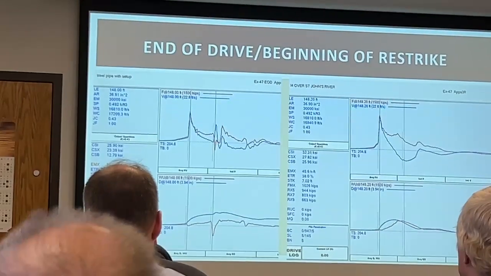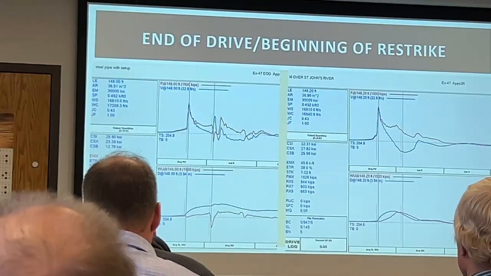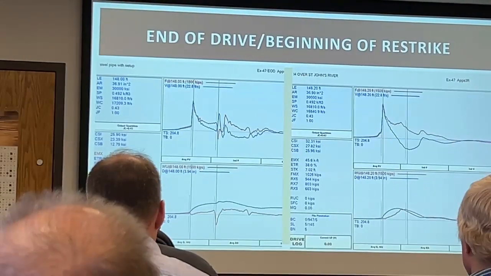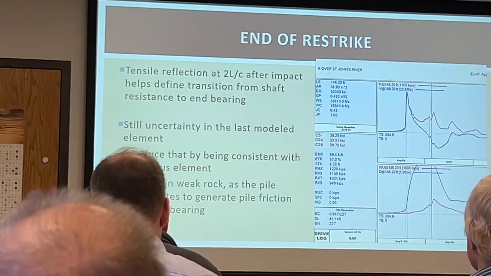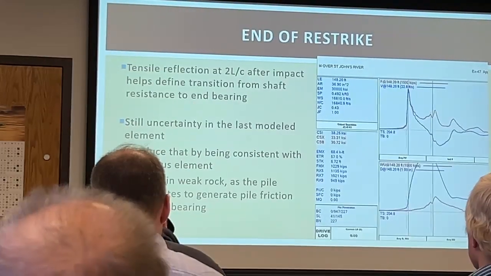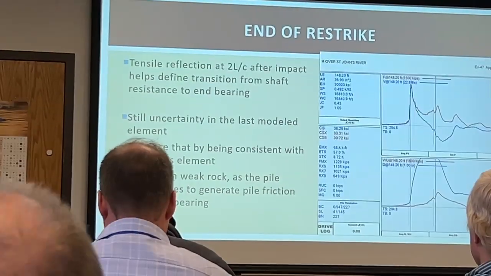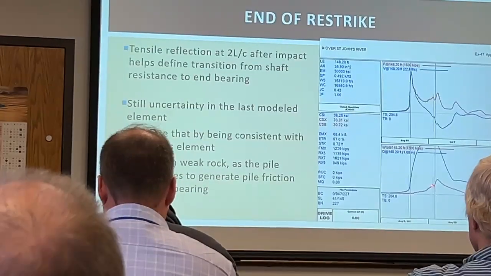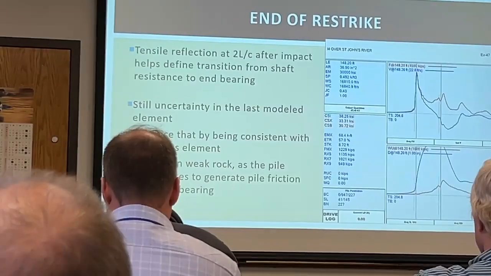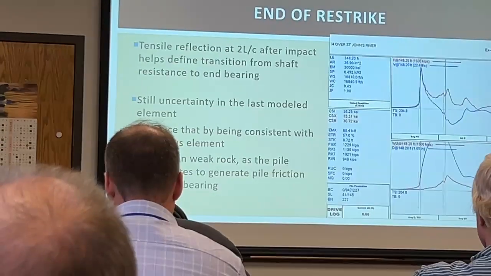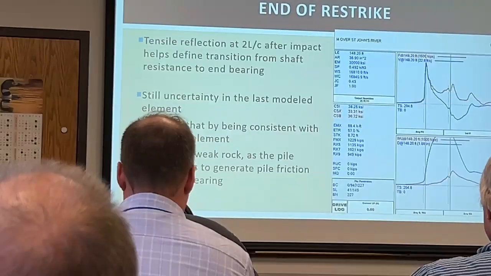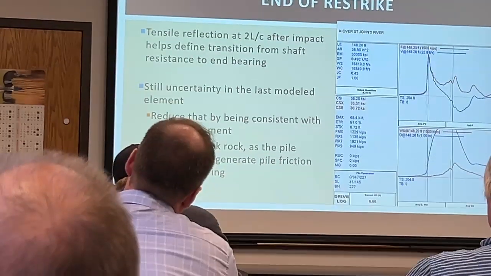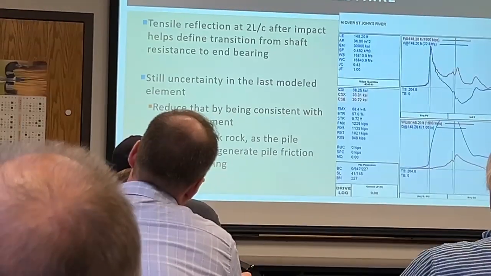So it would be harder to separate out shaft resistance from end bearing in a scenario where you're not getting all of that toe response. When we get to the very end of that restrike though, and this is again that same data we just looked at, we can see that tensile reflection at 2L over C. That defines the transition from shaft resistance to end bearing, and it allows us to be a bit more confident in our distribution between shaft resistance and the bottom.